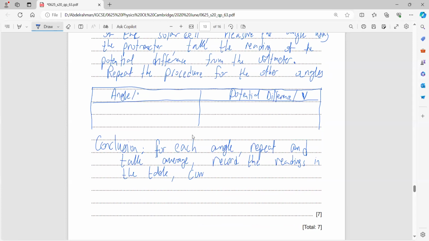Compare the results of the angle with the potential difference. That's it. Precautions: we don't need to write down precautions. He didn't state explicitly that we have to write down any precautions. That's it. Okay, good.